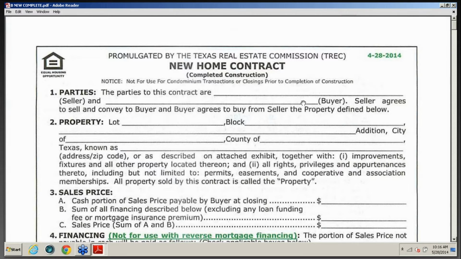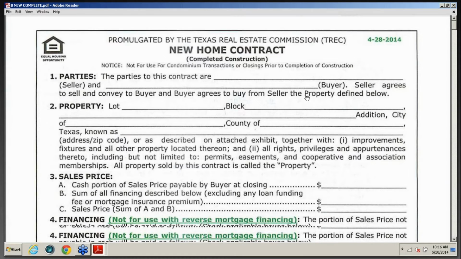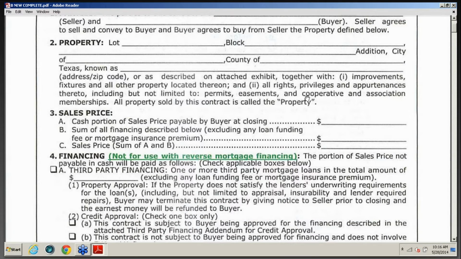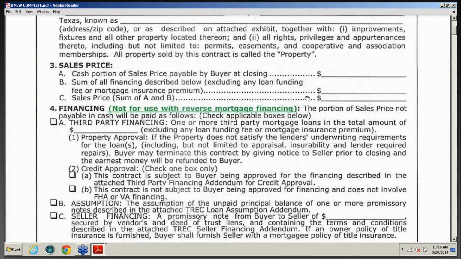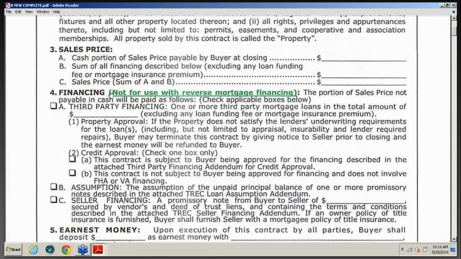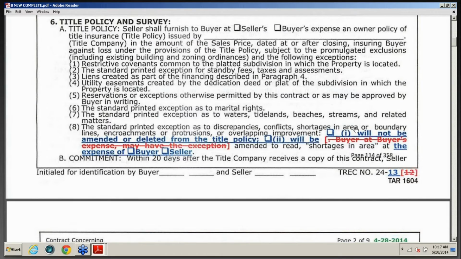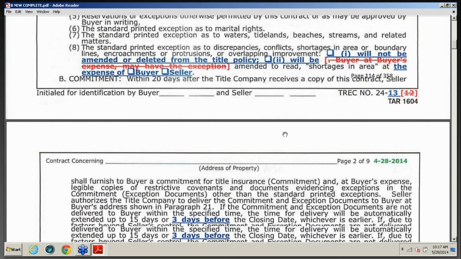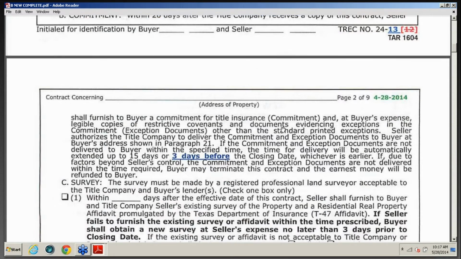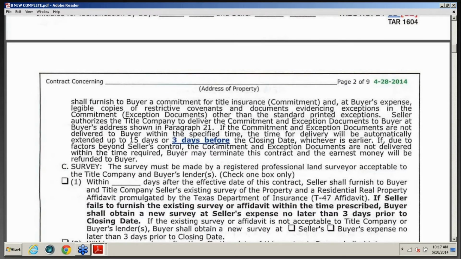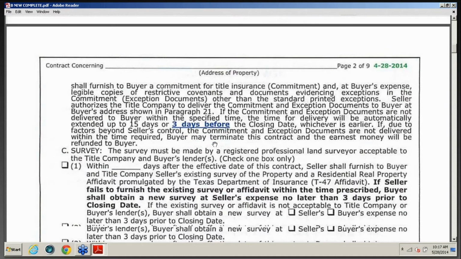24-13, again. On all of these contracts, you're going to see a lot of the same things we just went over in the 1 to 4. So I'm not going to spend a lot of time with them. Again, the financing, again, not for use with the reverse mortgage. The title policy, again, we have either will not be amended or will be amended for the additional policy coverage. And again, you've got 3 days prior to closing as far as a time for delivery.